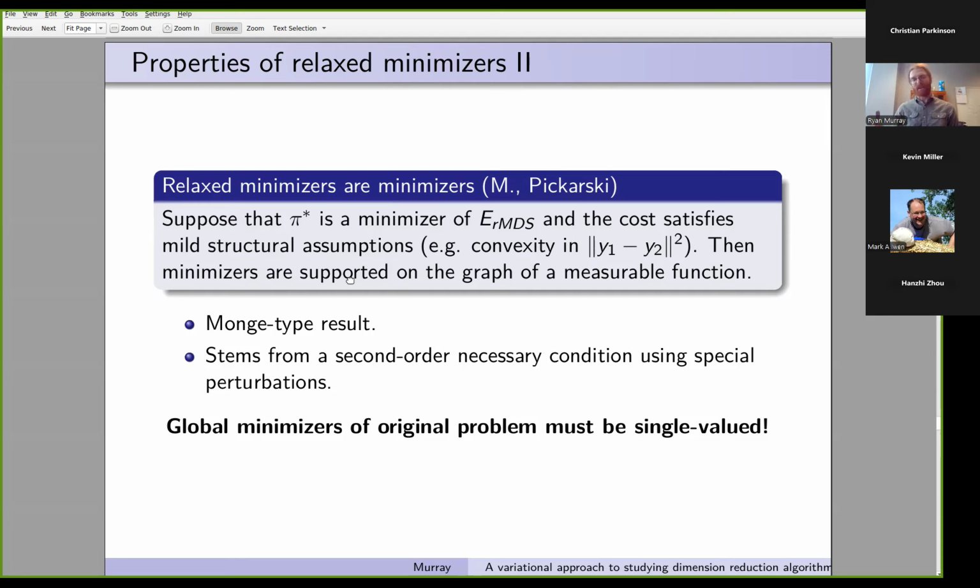And any solution actually has to be of this form. The proof ideas come from using second order necessary conditions that use very specifically constructed perturbations to show that it can't be multi-valued. Okay. So this is good news. Global minimizers, and I should say here, this only says something about global minimizers. It doesn't say something about local minimizers found using, for example, the particle-wise computational methods that I showed in the previous slides.